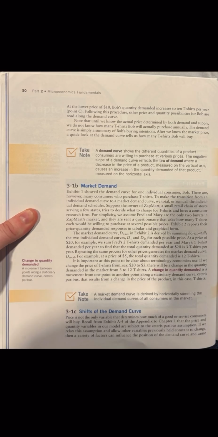It is important at this point to be clear about the terminology economists use. If we change the price of t-shirts from, say, $20 to $5, there will only be a change in the quantity demanded in the market from 3 to 12 t-shirts. A change in the quantity demanded is a movement from one point to another along the stationary demand curve, ceteris paribus, that results from a change in the price of a product, in this case, t-shirts. Take note, a market demand curve is derived by horizontally summing the individual demand curves of all consumers in the market.